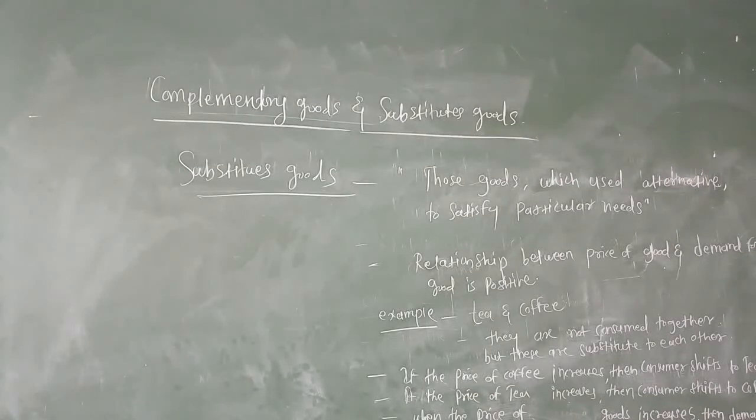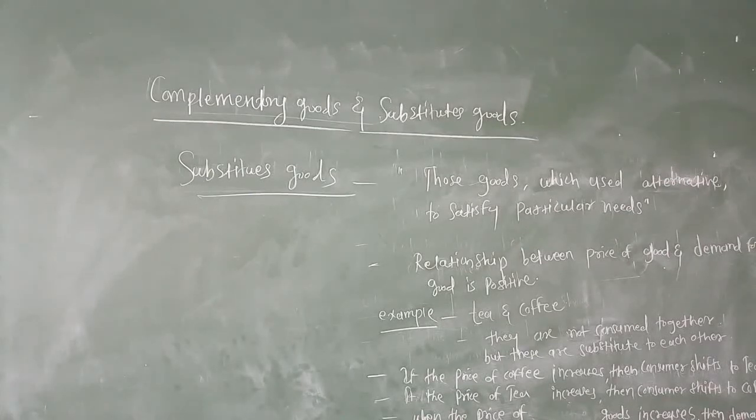And in the complementary column, you should write the relationship between the price of a good and the demand for the complementary goods. It is inverse. And the relationship between price and the demand for the substitute goods is positive. The examples of the complementary goods are tea and sugar, shoes and socks, or pen and ink. And the example of the substitute goods, the tea and coffee.